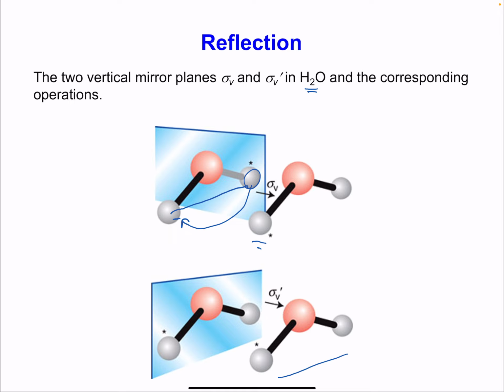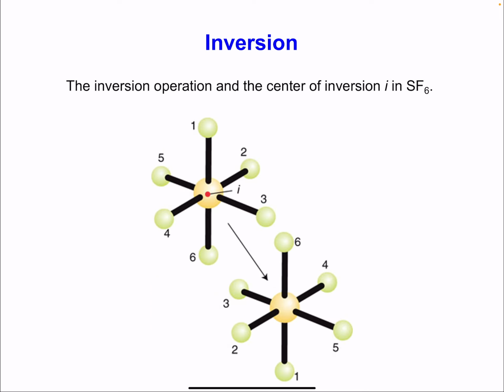Okay, same molecule. Another way is you can have a mirror plane containing 3 atoms. Then if you do reflection, you still get the same molecule. The first one we call sigma V, and the second one we call sigma V prime. So there are two vertical mirror reflection planes for this water molecule.